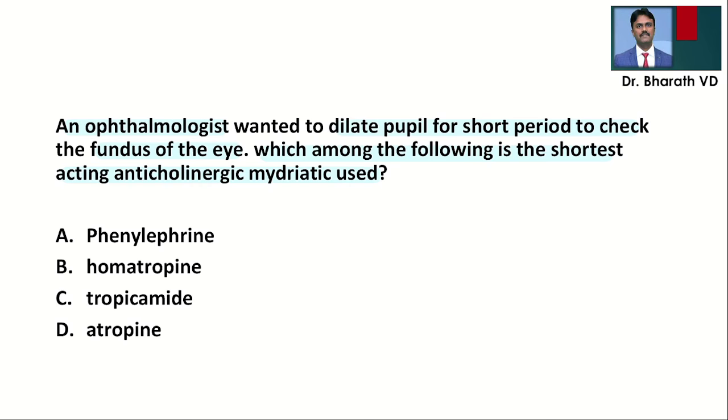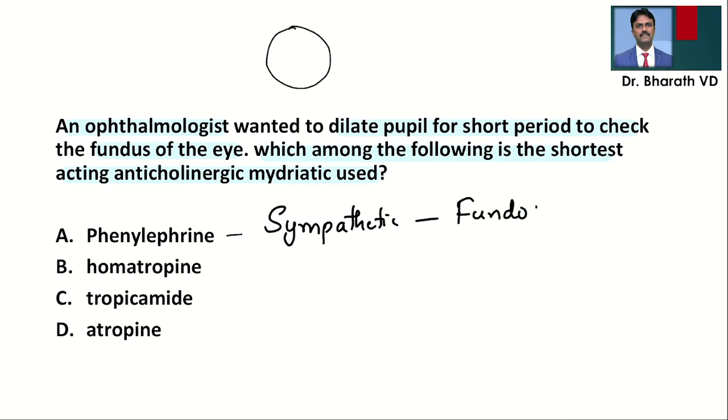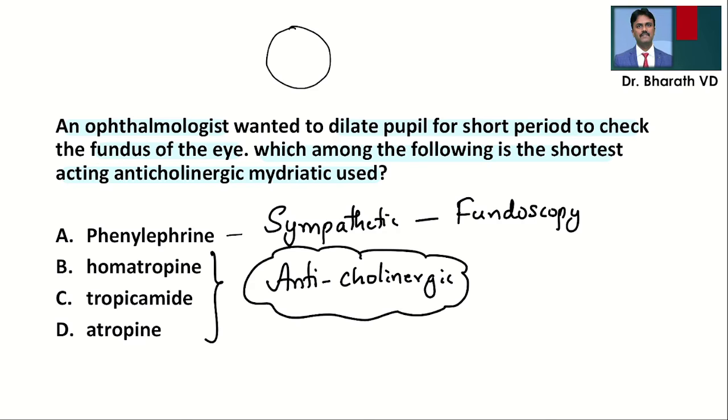See, all these options are mydriatics. They all dilate the pupil. Phenylephrine is a sympathetic drug. It's not an anticholinergic drug, it's a sympathetic drug which will also dilate the pupil and be used for fundus examination, that is fundoscopy. All the other options, homatropine, tropicamide, atropine, are all anticholinergics. All are anticholinergic in nature. Now remember, they dilate the pupil, so we can use them in fundoscopy also.